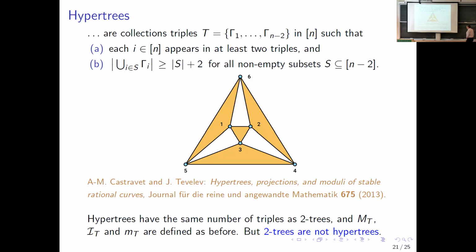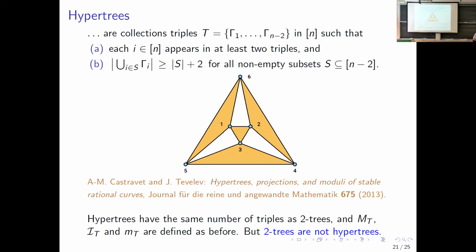Now what about these hypertrees? Well, they have the same number of triples as 2-trees, and the matrix MT, the integrand IT, and the amplitude little mt are all defined exactly as before. So the same definition as before. The only difference is 2-trees are not hypertrees. That's because of this second condition: the 2-trees are not spread out enough. They tend to cluster. They have leaves, and so they're not spread out.